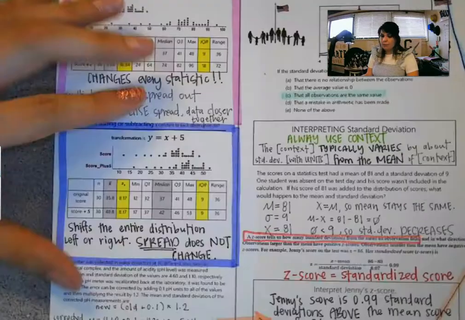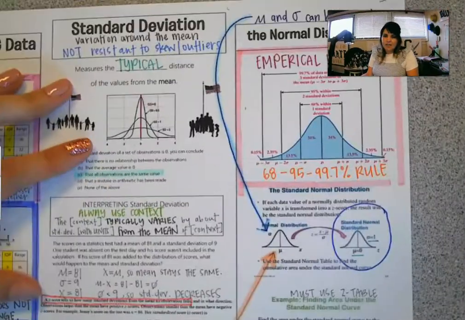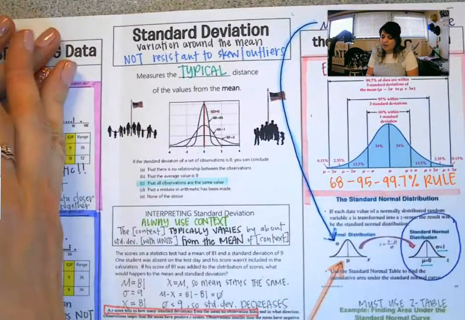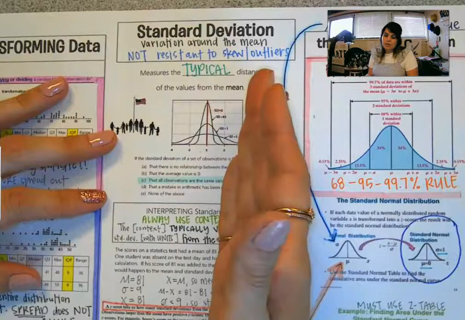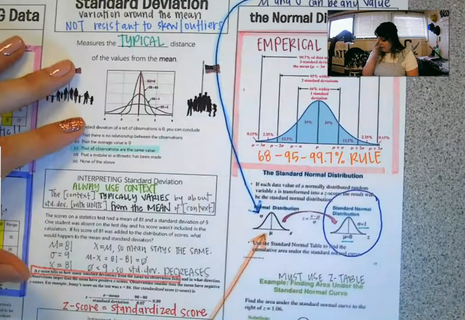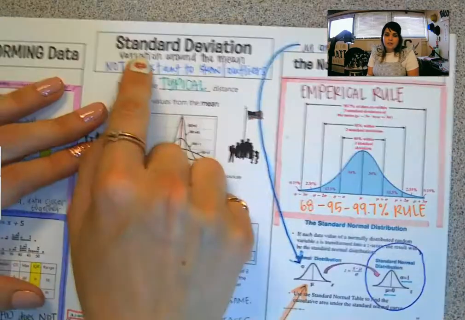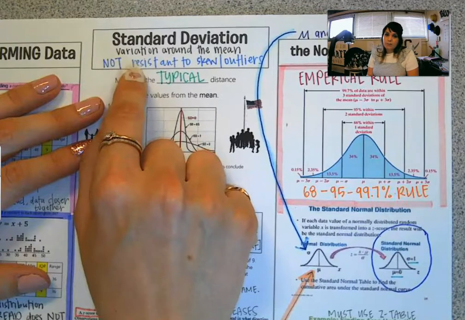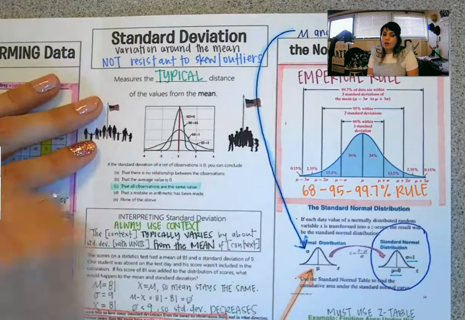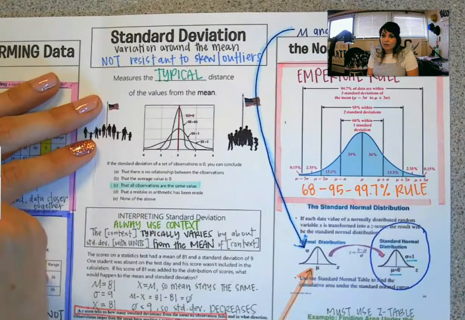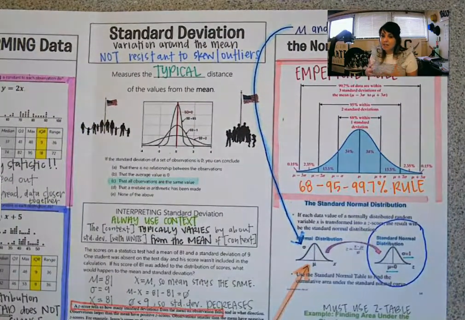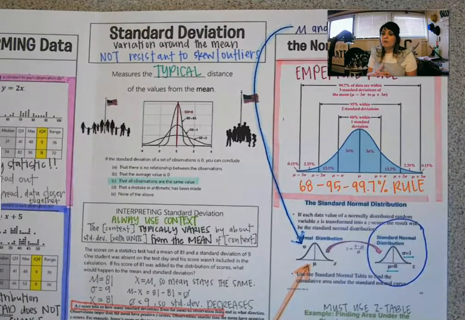Then, after we talk about transforming data, I have standard deviation. And I'm sure you guys are thinking, what? How do we go from transforming data to talking about the spread of data? Well, stick with me. Standard deviation is the variation around the mean. Remember, standard deviation is not resistant to skew or outliers, because standard deviation takes into consideration every single data value. So if you have an outlier, it's going to increase your standard deviation.